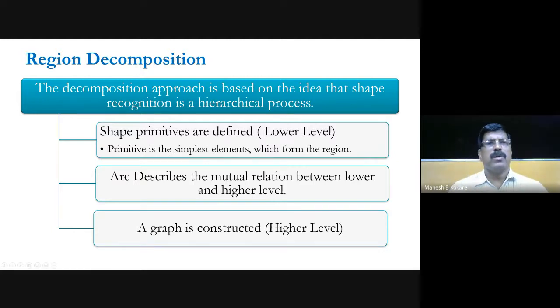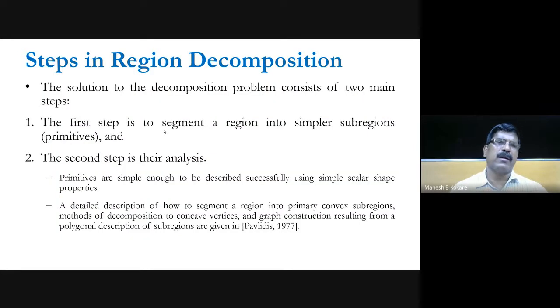Okay, so here in the region decomposition, what we do basically, from the complicated region we will form the simple primitives, and then from simple primitives we will form the graph. So it is a hierarchical process. How it is done, let us look at the steps. The solution to the decomposition problem consists of two main steps.